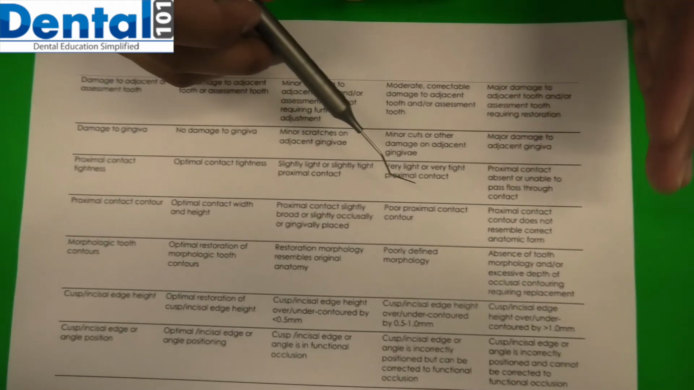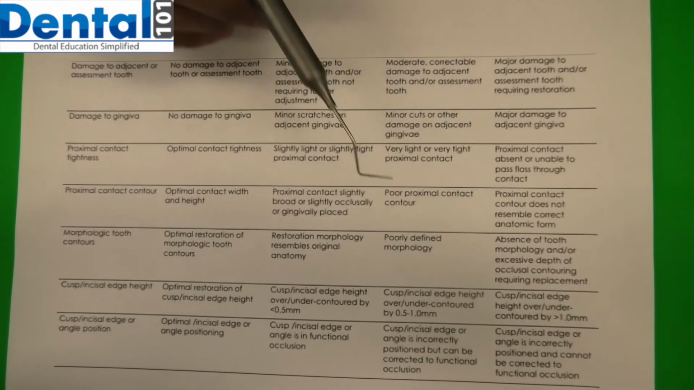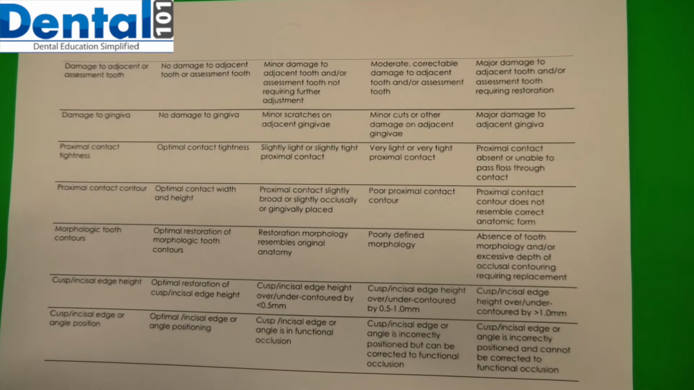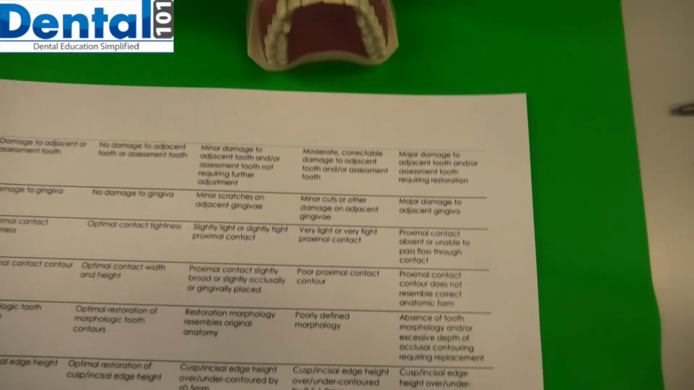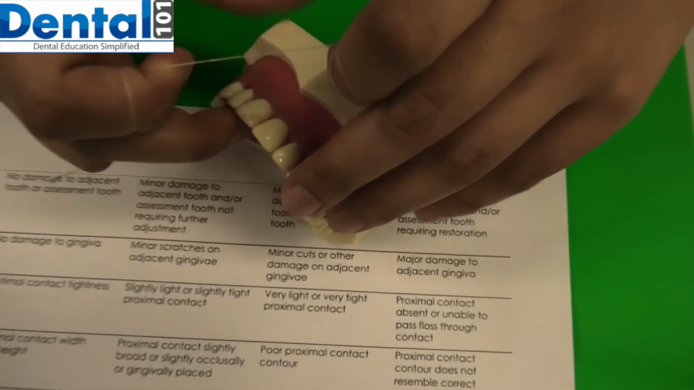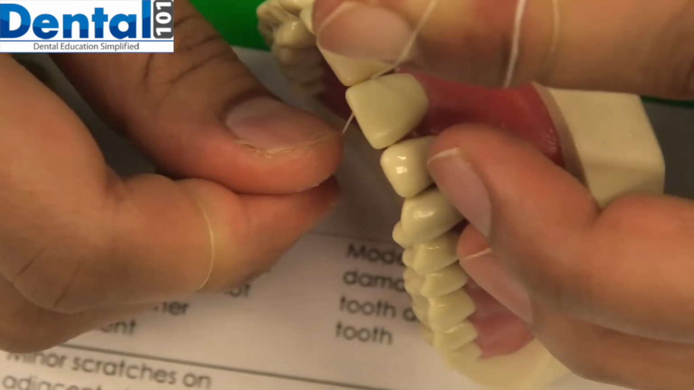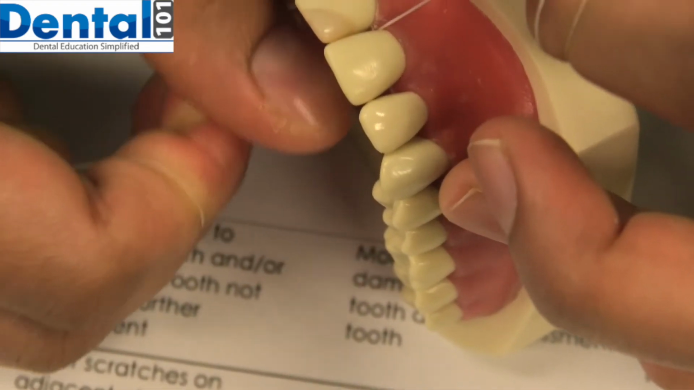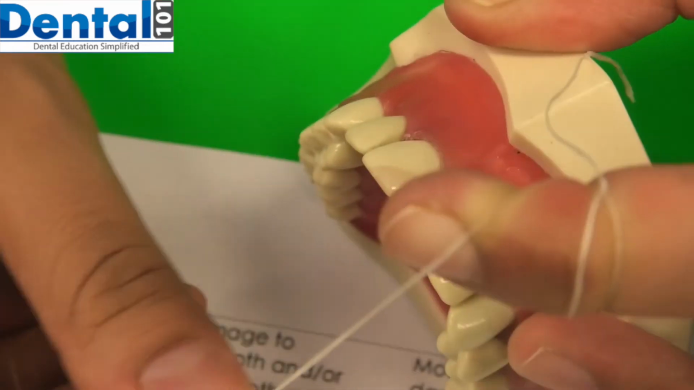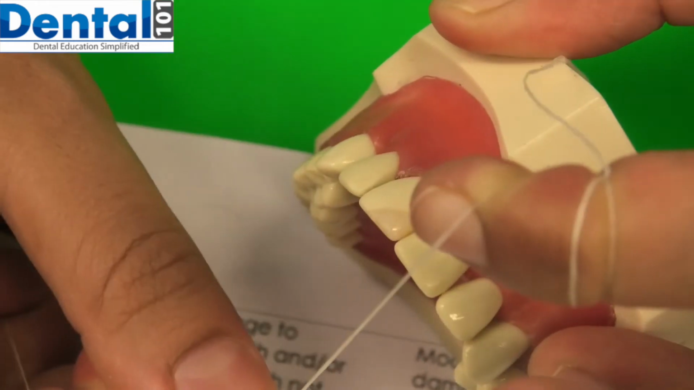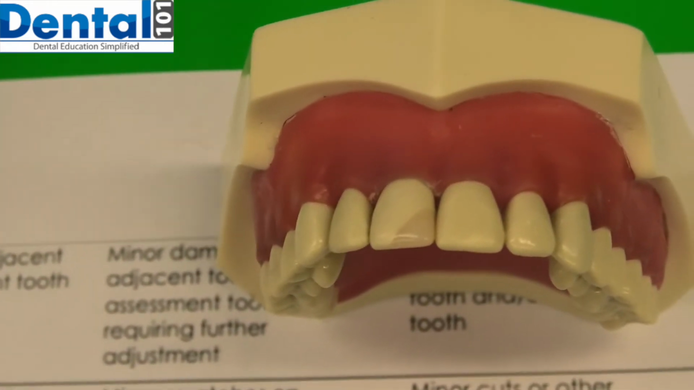And if the proximal contacts are absent or you are unable to pass floss through the contact, then it will come under unsatisfactory. So to check the proximal contact, I will use the floss. I will pass my floss, so you can see there is the optimal contact that we need. Not too tight, not too light, right? So it comes under very good.